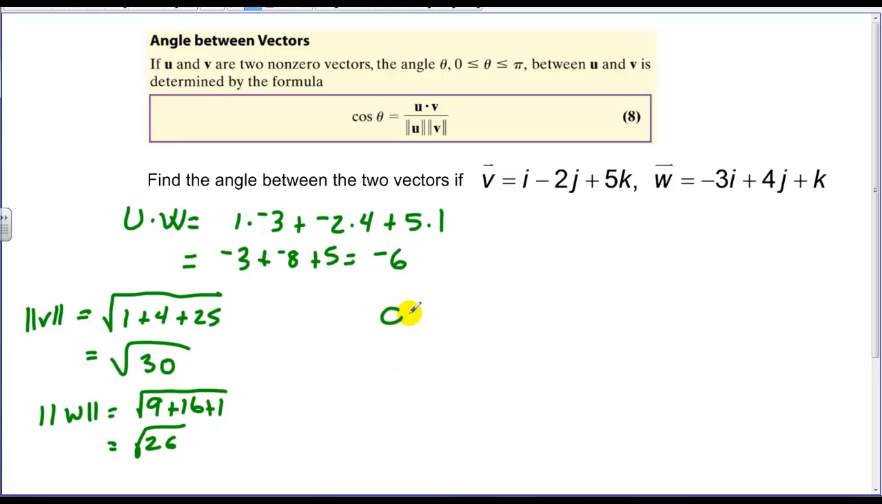Going to find the cosine of the angle formed. Will give us negative 6 over square root of 30 times the square root of 26. Again, we'll take the inverse cosine, and that gives us roughly 102.4 degrees.